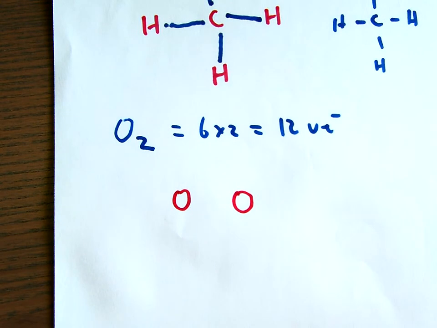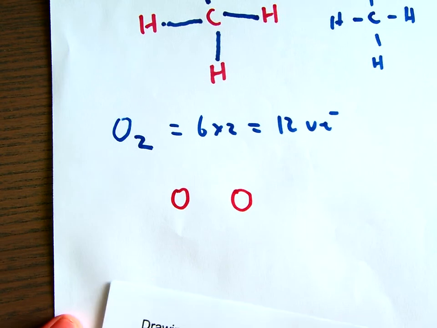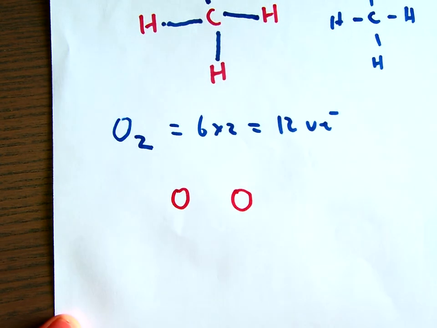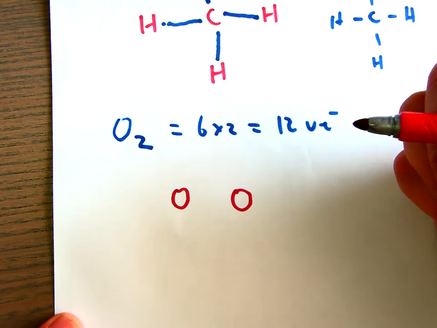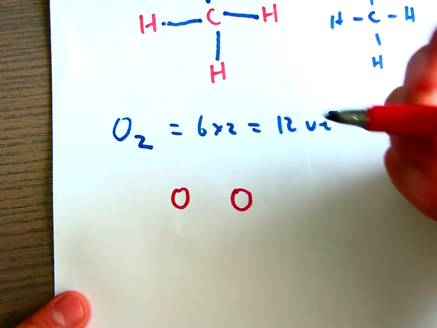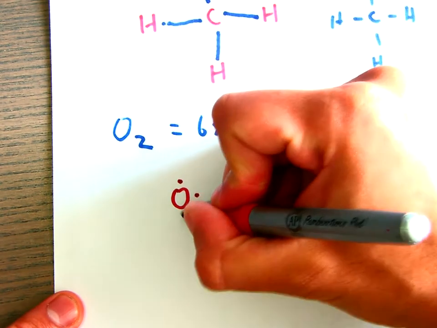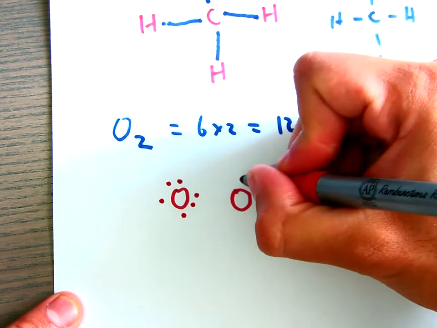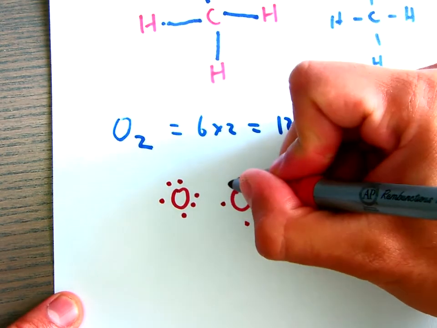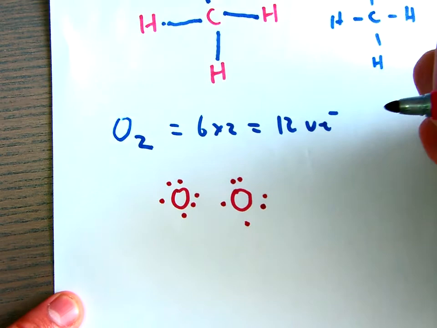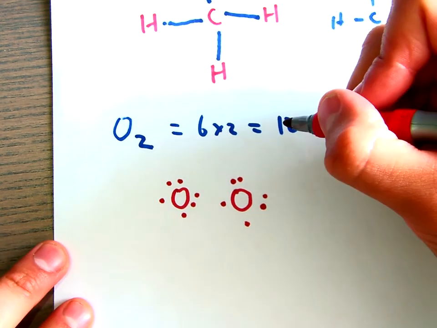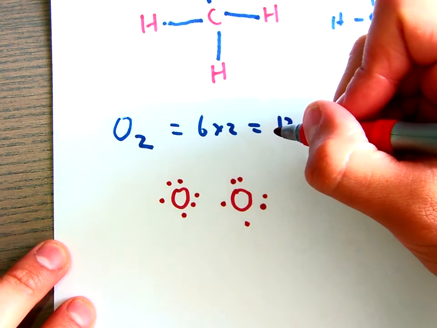Okay. Now let's go ahead and do step 3, which is draw individual Lewis structures. We know each one has 6, so you're going to go ahead and put 6 doing the cross method. So 1, 2, 3, 4, 5, and 6. Same thing here. 1, 2, 3, 4, 5, and 6.